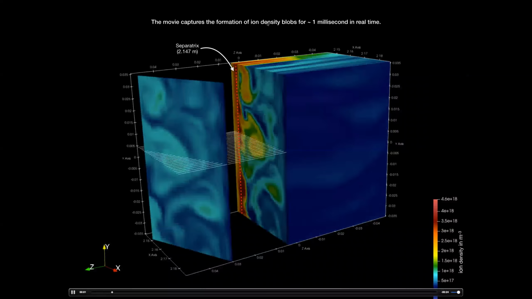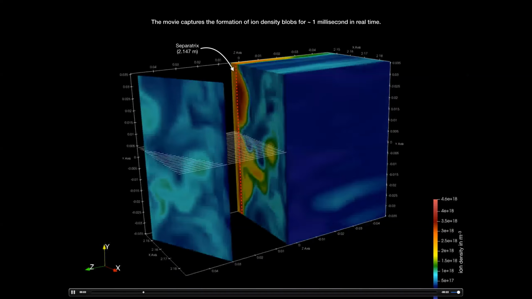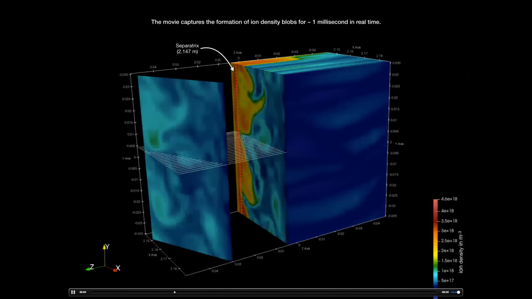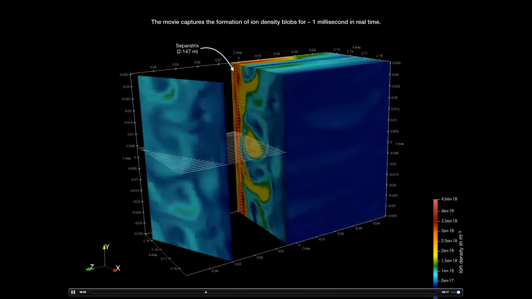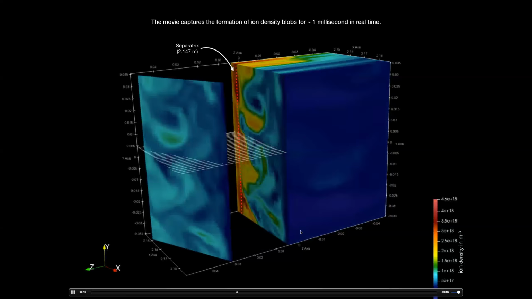So here you can see the density blobs, over the order of 1 millisecond in real time, how they're coming out and filling up the SOL region, causing turbulence in this part.